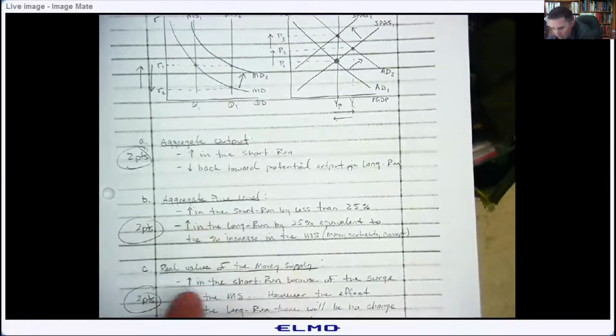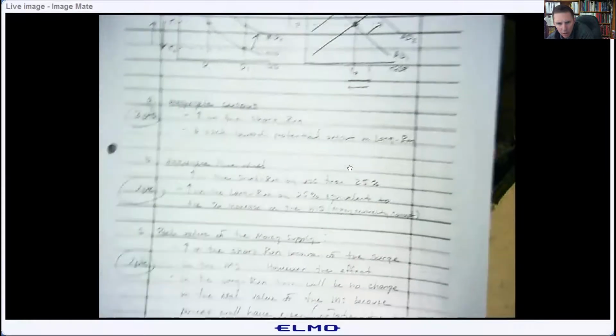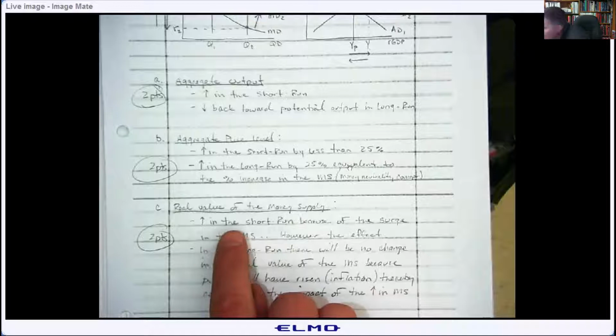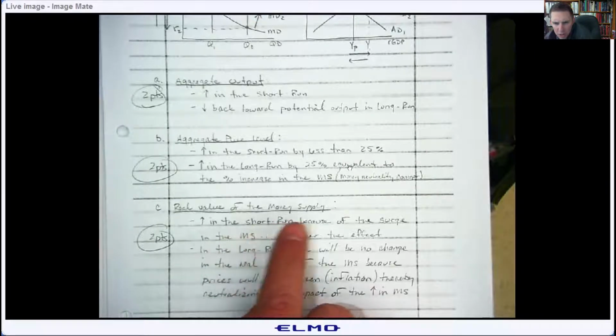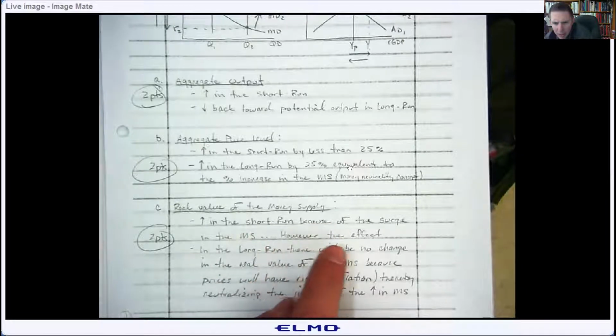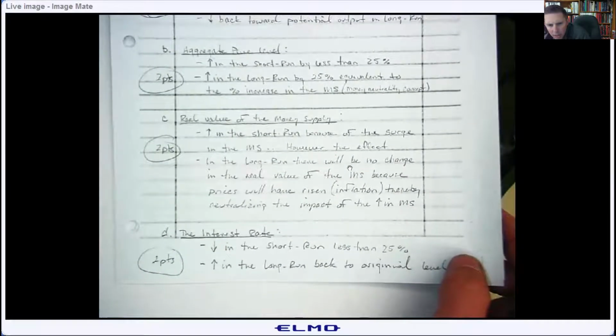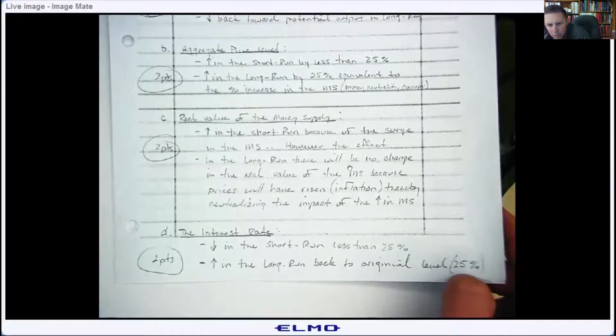And then part C, real value of the money supply. Part 1 here says increase in the short run because of the surge in the money supply. However, the effect in the long run will be no change, as we know, for the real value of the money supply, because prices will have risen, inflation, thereby neutralizing the impact of the increase in the money supply. And then finally, interest rates, as you can imagine, dropped in the short run and then increased in the long run due to the increase in money demand.